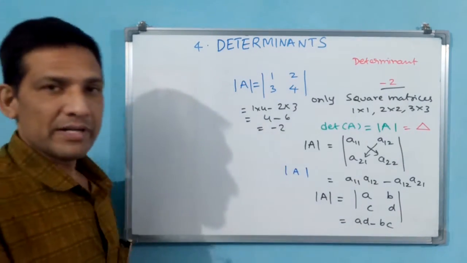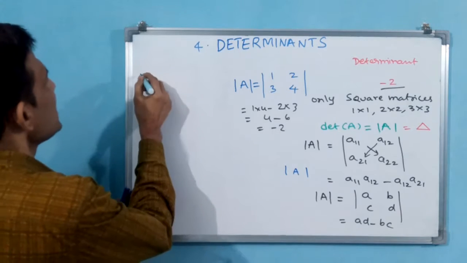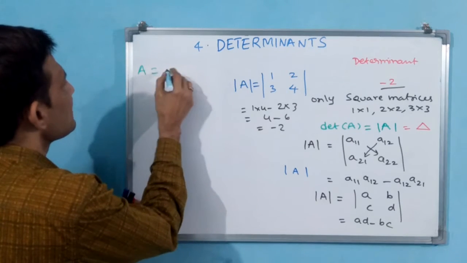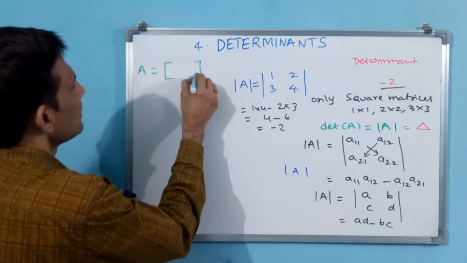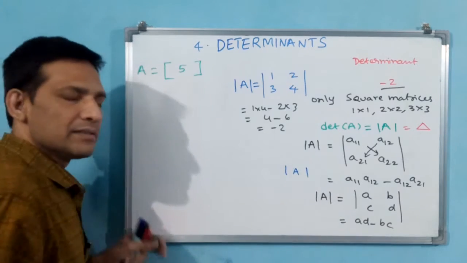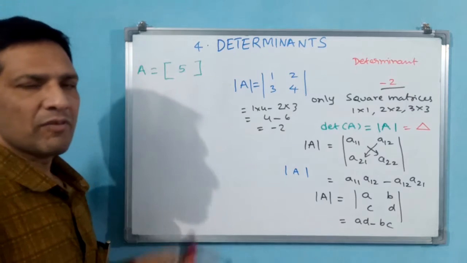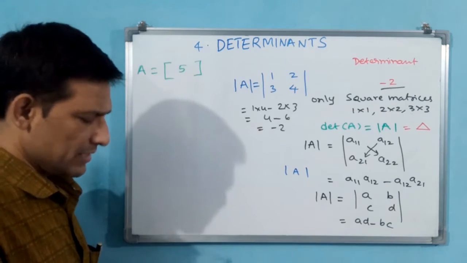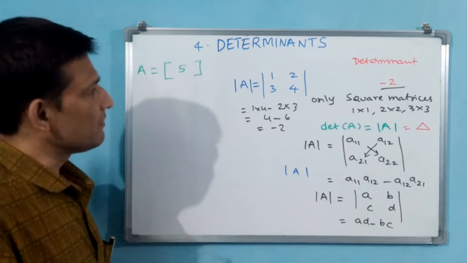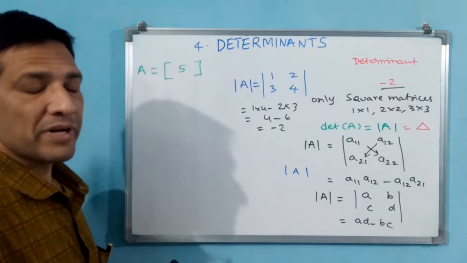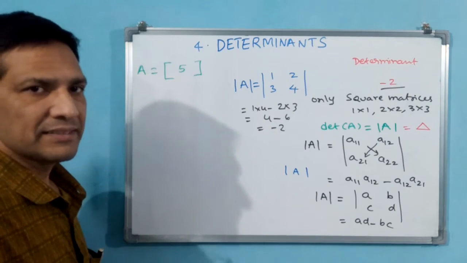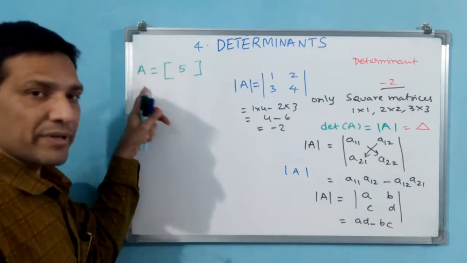We will study the 1 by 1 determinant. 1 by 1 means what? A 1 by 1 matrix is one row and one column, that's all. Then what will be the equivalent determinant of this matrix? What will be the determinant of this matrix?